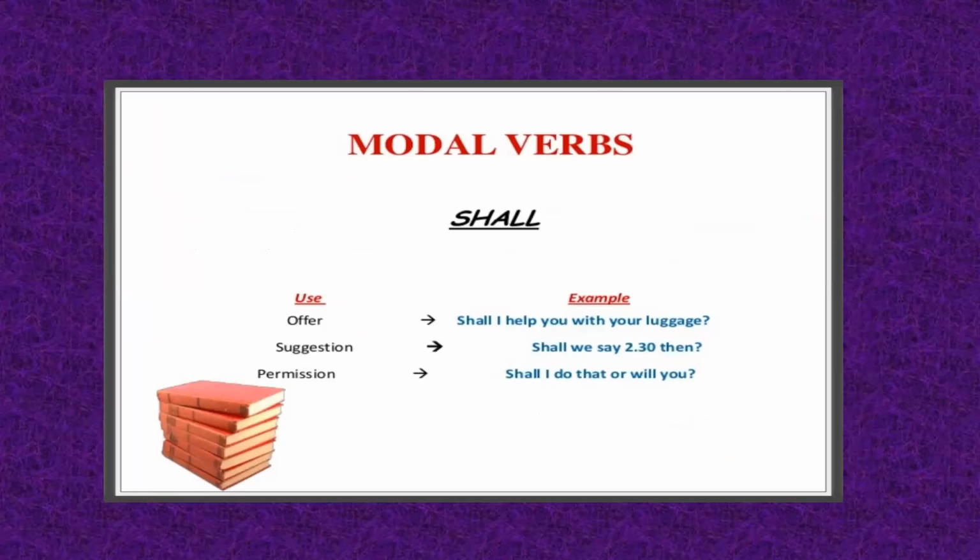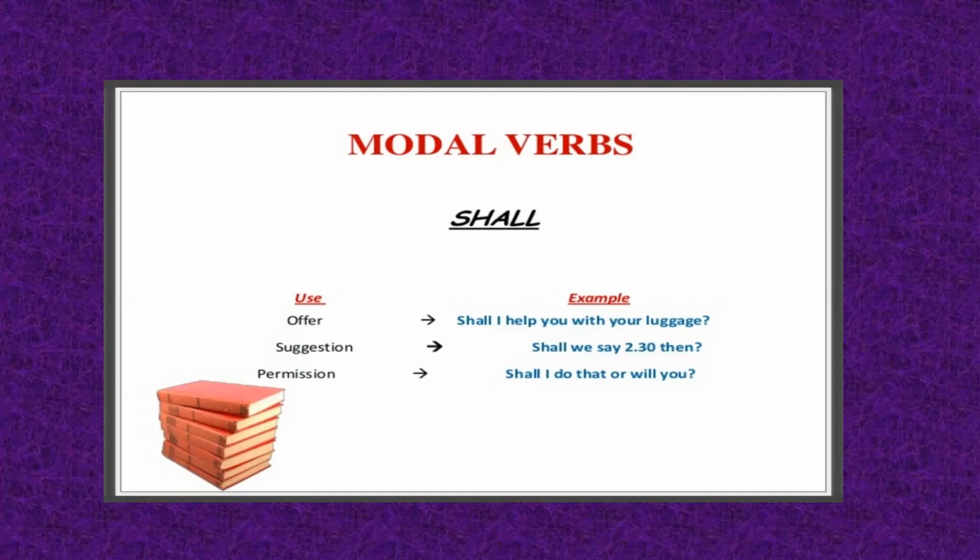Now let's talk about shall. Shall is again a modal. The most important part of this modal is it is always used with first person, I and we. We never use shall with any other person, that is second or third. Shall is always used with first person. But that doesn't mean that only shall will be used with first person. You can use other modals also. But shall has the compulsion that it can only be used with first person.